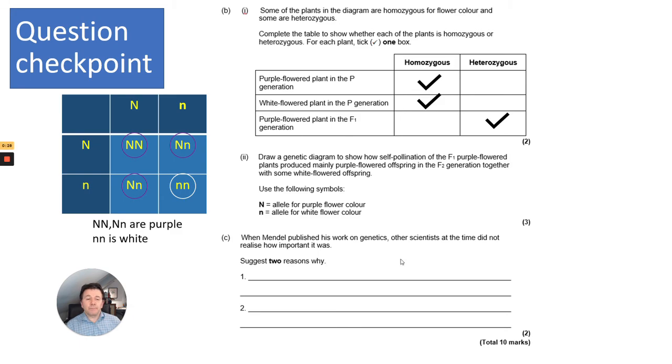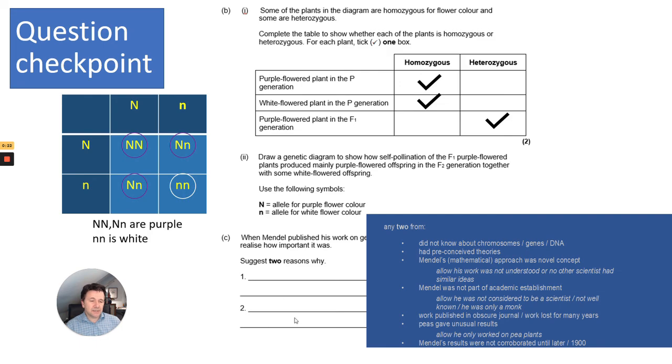And then it says when he published his work, other scientists at the time did not realize how important it was. Suggest 2 reasons, so any of those reasons. What I would do is probably pause and have a read of those reasons, but that's a good set of reasons for you to learn. Okay, so that brings us to the end of the question checkpoint.